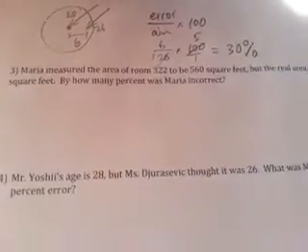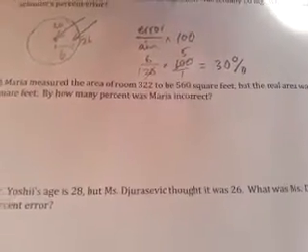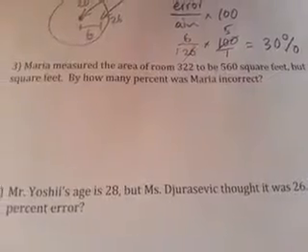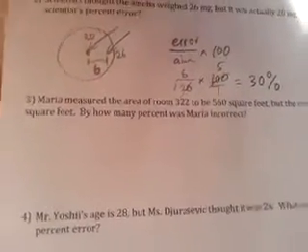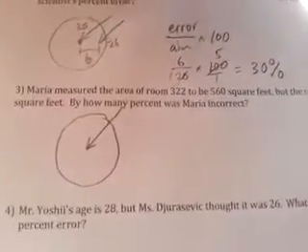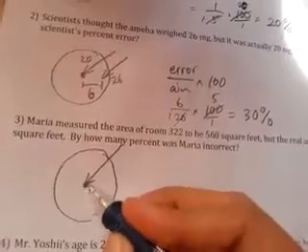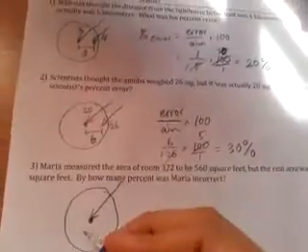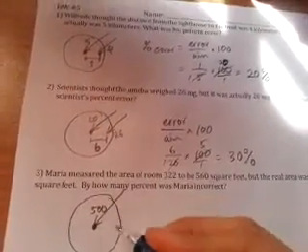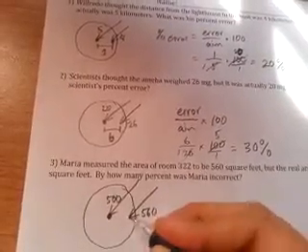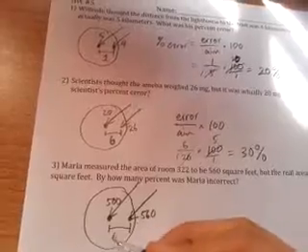Move on. So Maria measured the area of the room to be 560 square feet, but the real area was 500 square feet. By how many percent was Maria incorrect? Okay, so again, what was our target? What was the actual thing that, if she got the bullseye, what would it have been? It would have been 500. But instead, what did Maria measure? She measured 560. So then what was the error? The error was 60.